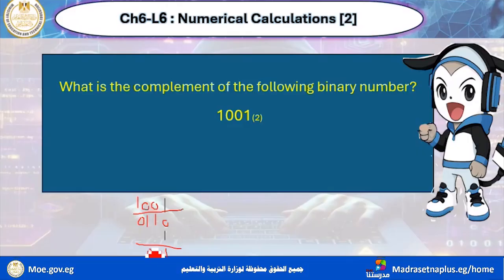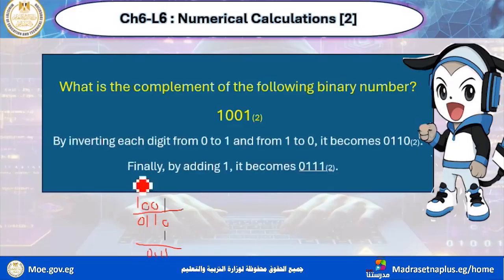Let's check. By inverting each digit from 0 to 1 and from 1 to 0, the result is 0, 1, 1, 0. And finally, by adding 1, it will become 0, 1, 1, 1. So our answer is correct.